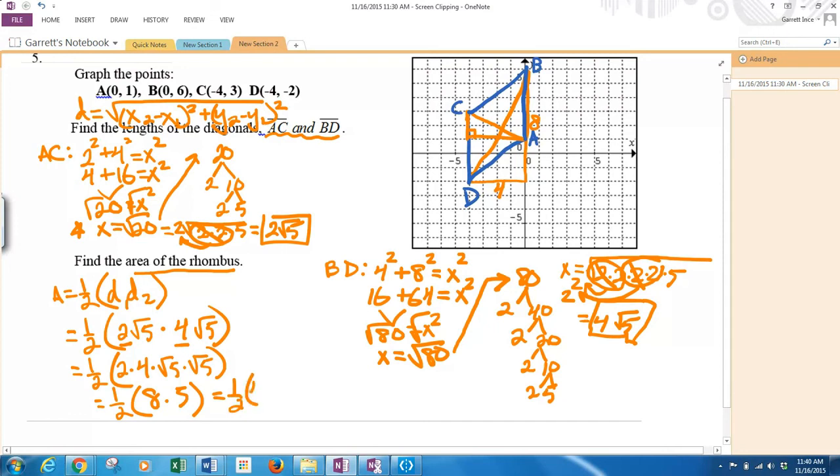8 times 5 makes 40. 1/2 of 40 works out nicely to 20. And since it's an area question, we're going to go ahead and leave it as units squared.